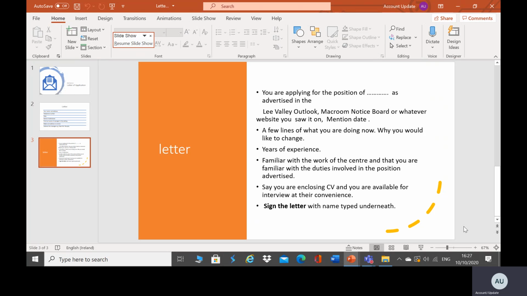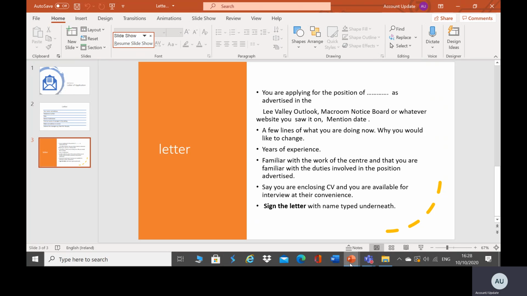And you speak about your years of experience. You will say that you're familiar with the work of the centre that you're going to, because it shows that you've done your research on the centre, and you're familiar with the duties involved in the position advertised. And you say you're enclosing your CV and you're available for interview at their convenience. And sign the letter. Sign it in your handwriting, and you can type your name underneath. Always sign the letters. Okay, that's that one, ladies.